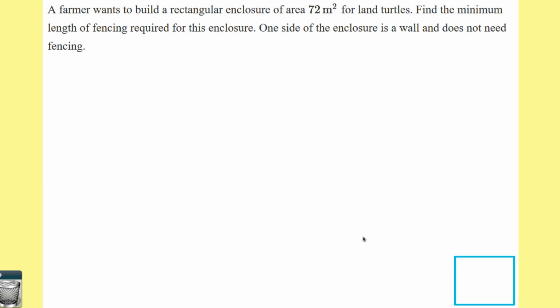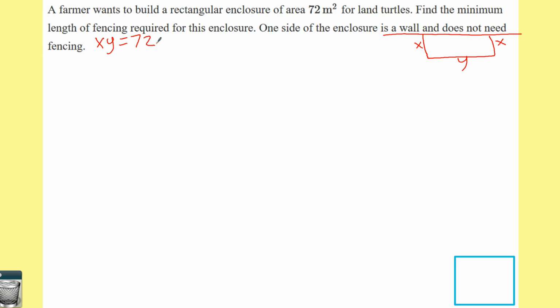All right, so let's see. A farmer wants to build an enclosure. Find the minimum length of fencing required for this enclosure. One side of the enclosure is a wall and does not need fencing. I'm a visual person, so I'm going to think about my wall being right here, and here's my fence. So I have this side, and this side I need to get. Okay, so I know the area is 72, so x times y is 72.